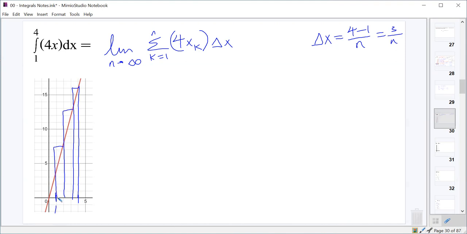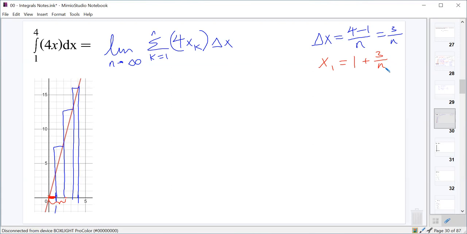And if I think about what that first x value is, x sub 1, how far did I have to go from the origin over here to get the height of that rectangle? Well, I had to go over whatever one interval was, 3 over n, but I also had to go over this space here at the beginning that's not part of my integral. I had to go over 1 unit. So x sub 1 is 1 plus 3 over n.